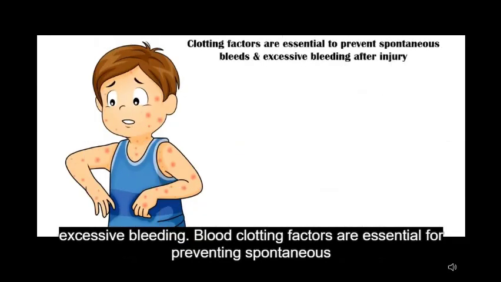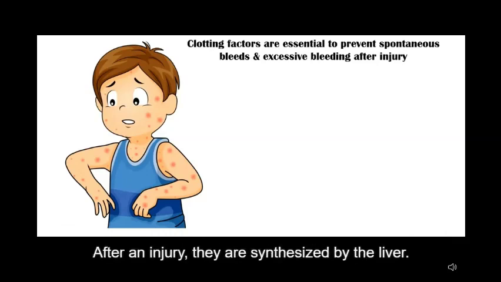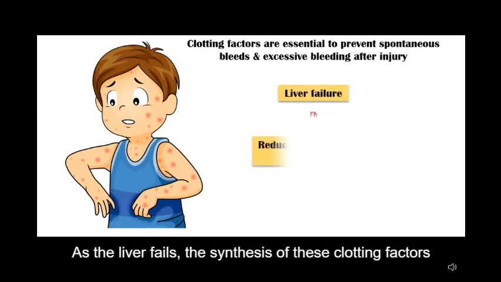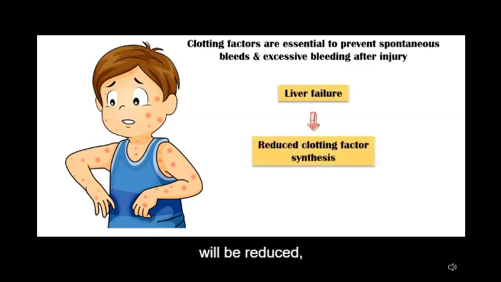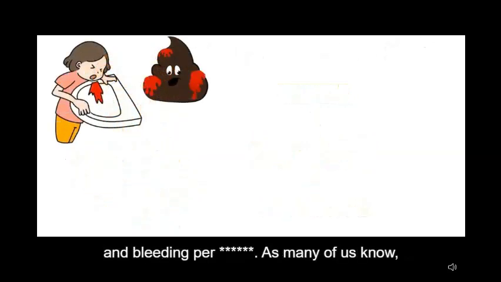Excessive bleeding. Blood clotting factors are essential for preventing spontaneous bleeds and excessive bleeding after an injury. They are synthesized by the liver. As the liver fails, the synthesis of these clotting factors will be reduced, leading to excessive bleeding. Hematemesis and bleeding per rectum.